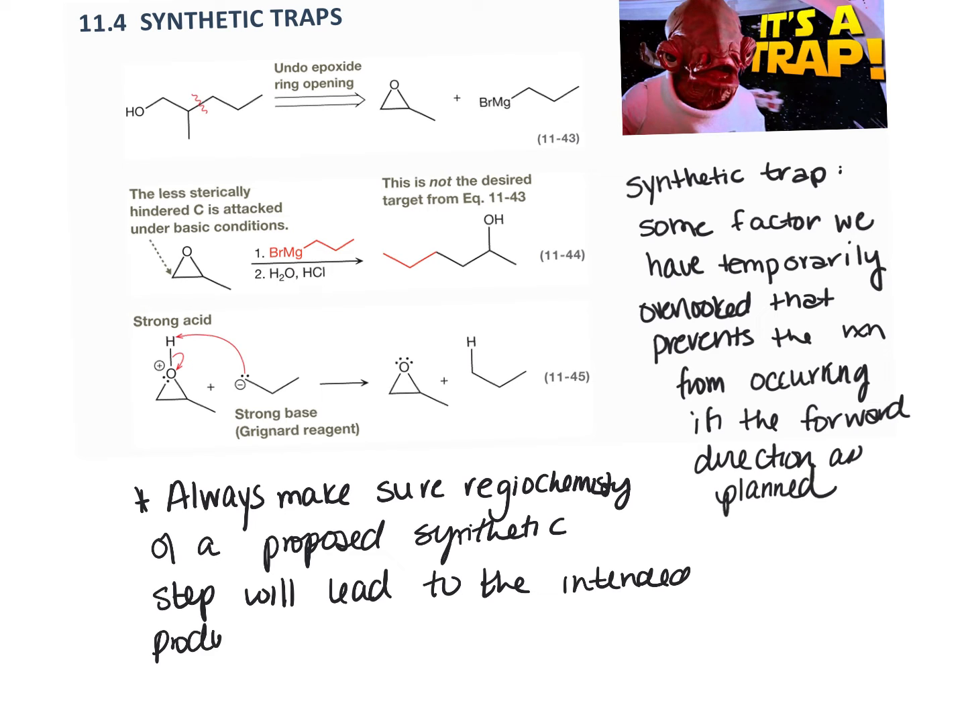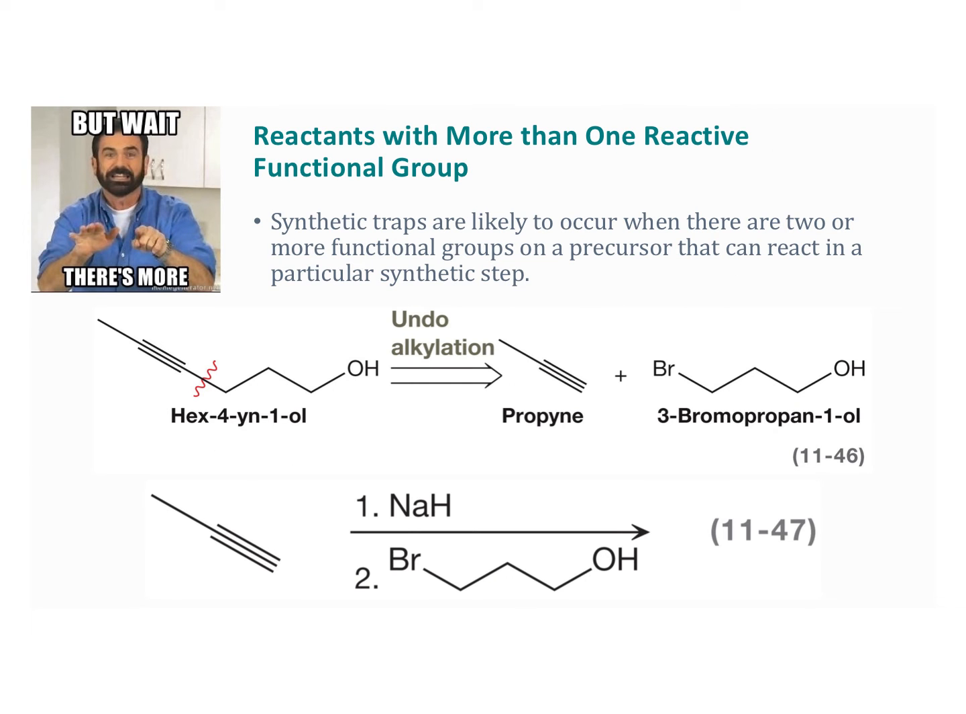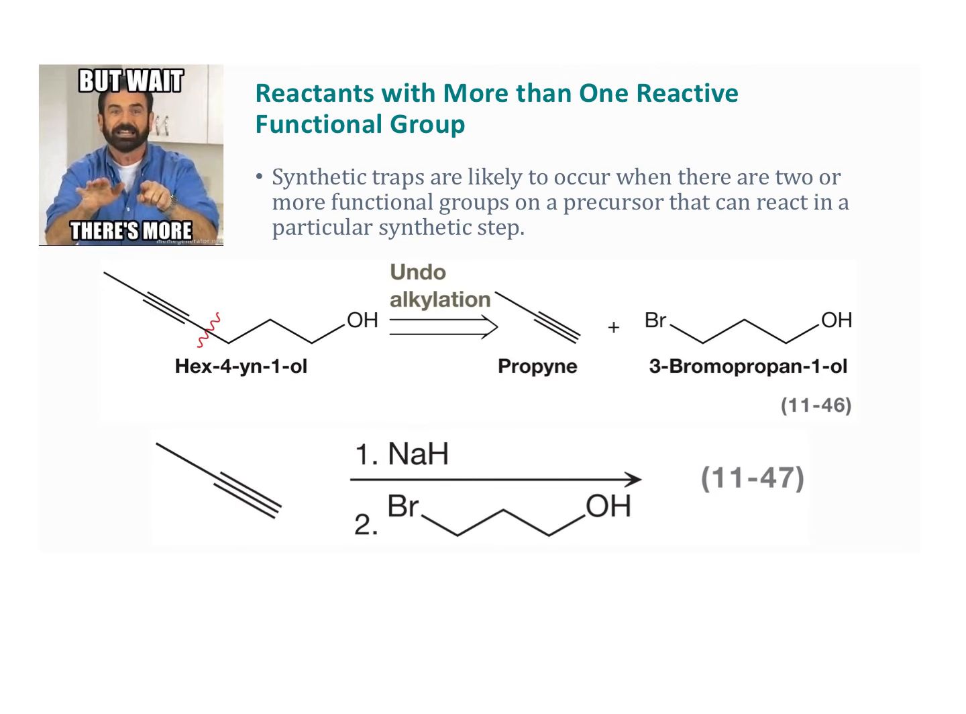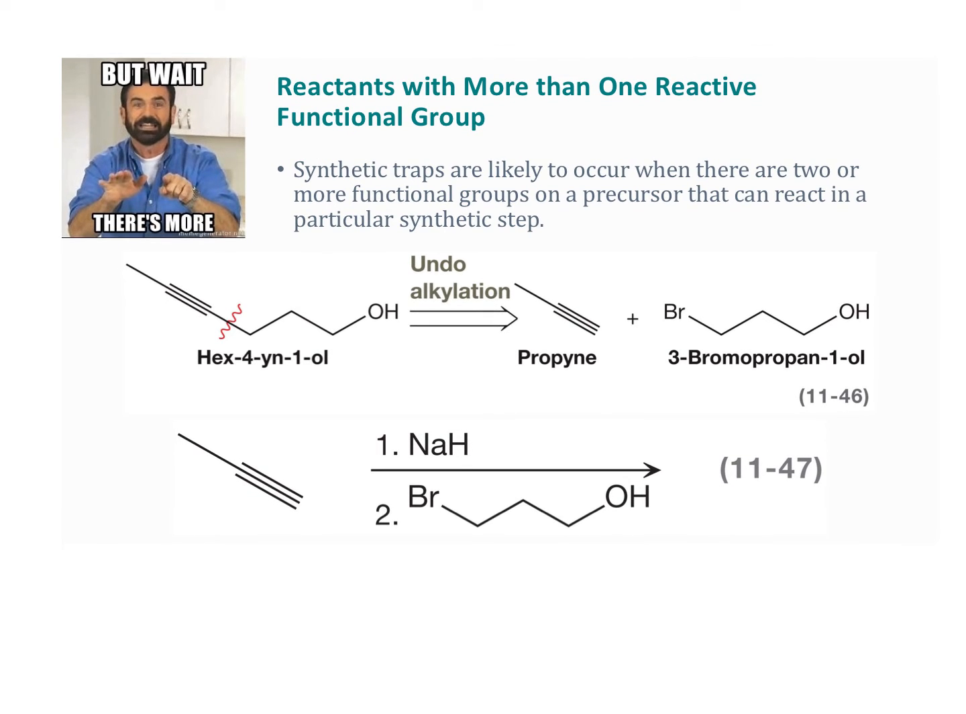So when we're thinking about synthetic traps, regiochemistry can be a problem, but it turns out we can have more than one problem. So maybe it's not just regiochemistry that's our problem. There can be more. So another example of a synthetic trap is presented in the transform proposed here, which undoes the alkylation of a terminal alkyne.